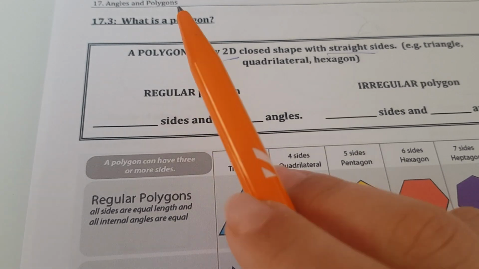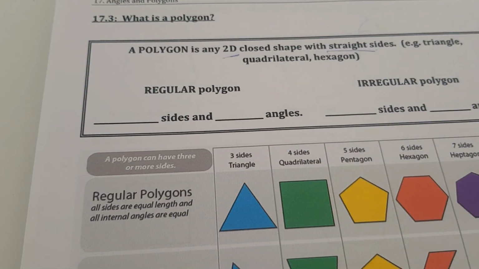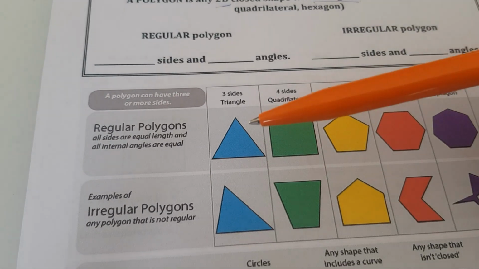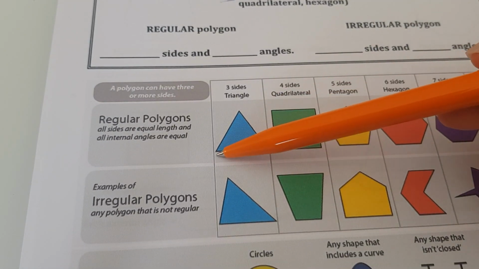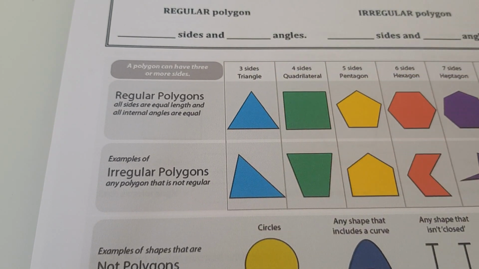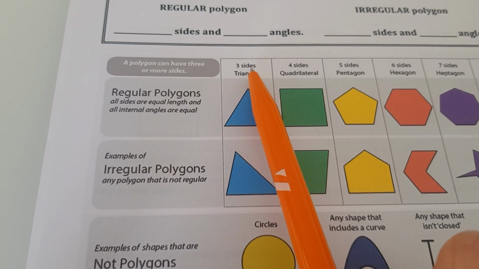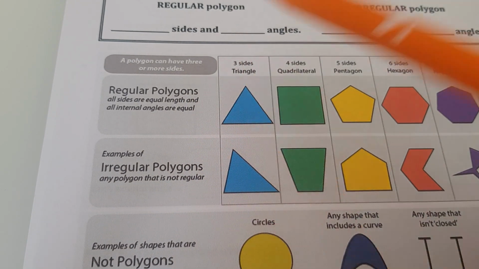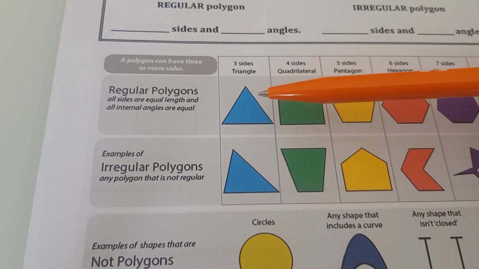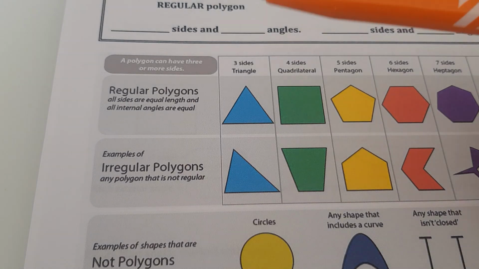Now, there is a difference between a regular and an irregular polygon. Basically, a regular polygon would have equal sides and equal angles. So let's have a look at this diagram over here. These are the regular polygons. So we're talking about a three-sided shape, which is a triangle. This is regular. It's an equilateral triangle. All sides and all angles are equal.